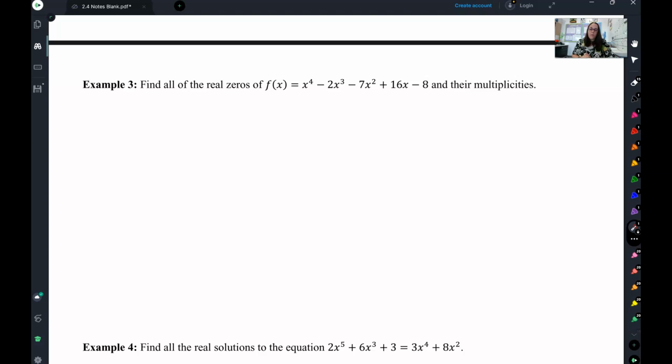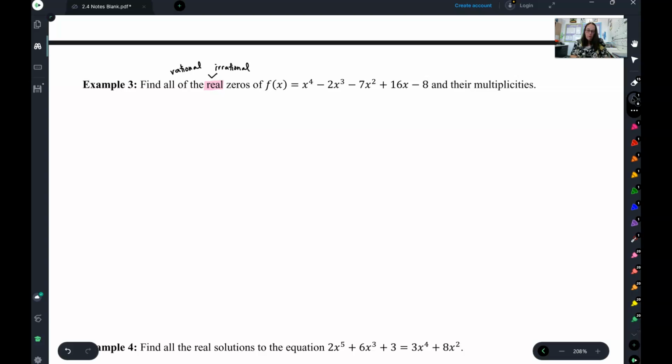Let's look at example 3. Here, we're going to notice a couple things before we even start the problem. This problem says find all the real zeros of f of x. So that's our hint that some of our answers will be rational, written as fractions, and some of our answers will be irrational, probably going to be roots. So in our answers, we're probably going to have fractions and roots here.